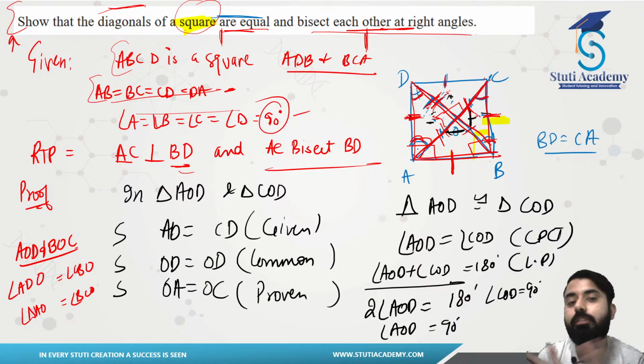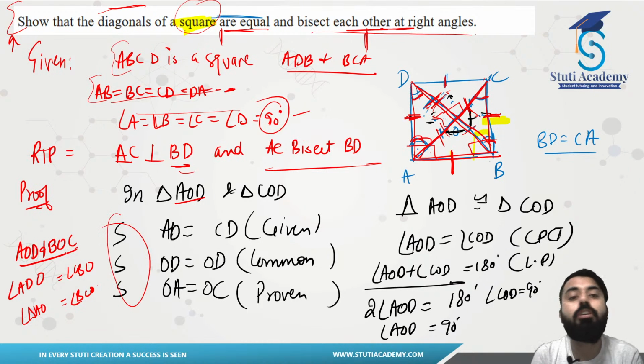Ultimately we had taken any two adjacent triangles. In our case, we had taken AOD and COD, and we had used the side congruency criteria, and ultimately we had proven that these two angles were 90 degrees. That means the diagonals were bisecting each other at 90 degrees. That was the question that was discussed in the last session.